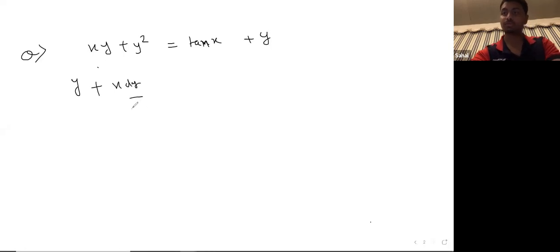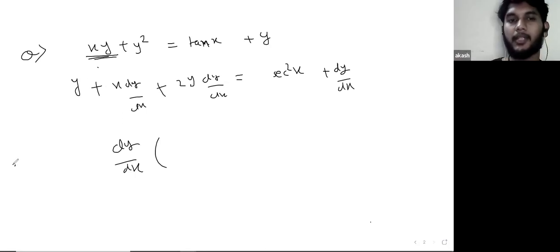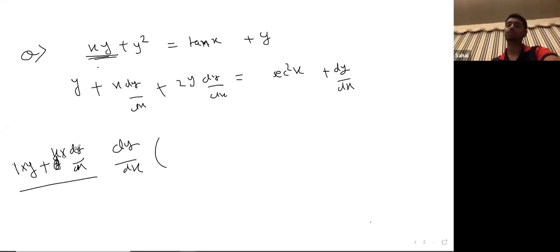Let's see this one. If we differentiate xy, we get 1 into y plus x into differentiation of y, which is dy by dx. It is u into v. So it will be x plus x dy by dx plus y dy by dx plus 2y dy by dx, right?